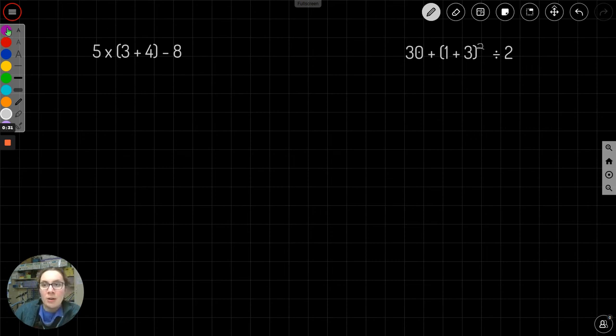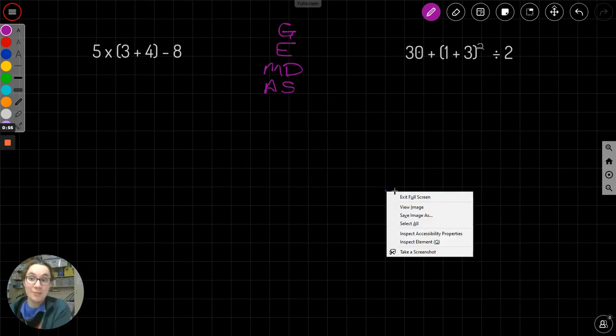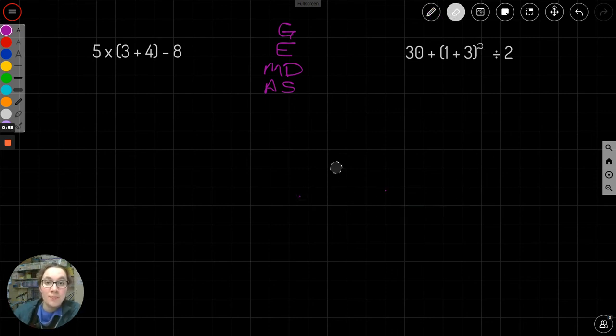And remember that our completed order of operations is giants eat massive donuts as snacks. And if you want to come up with your own mnemonic device, you can. Otherwise, you're welcome to use giants eat massive donuts as snacks, or Grant eats massive donuts as snacks, or something. Just remember grouping symbols, exponents, multiplication and division, and addition and subtraction.